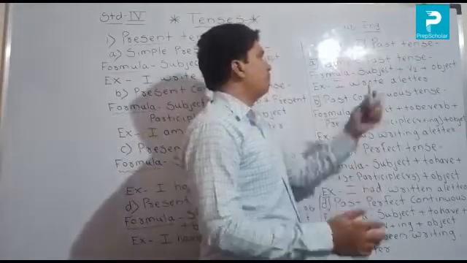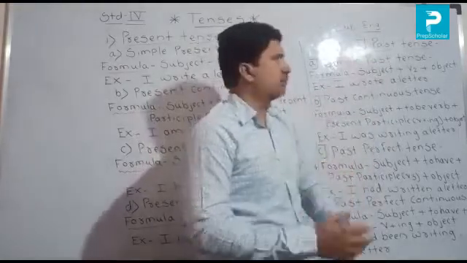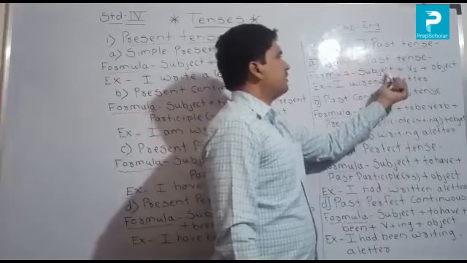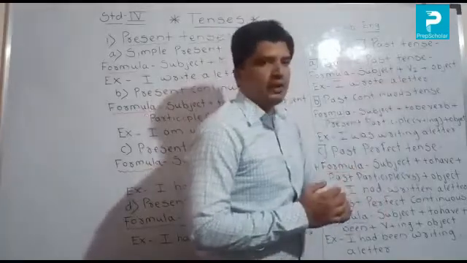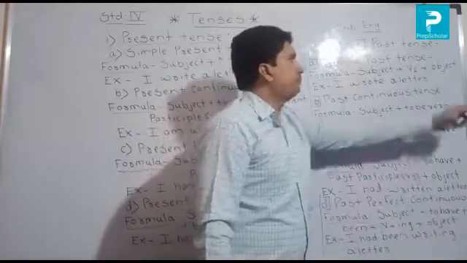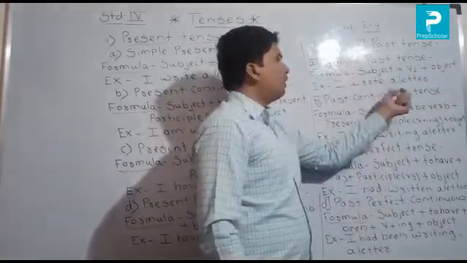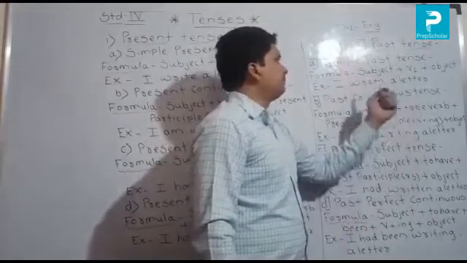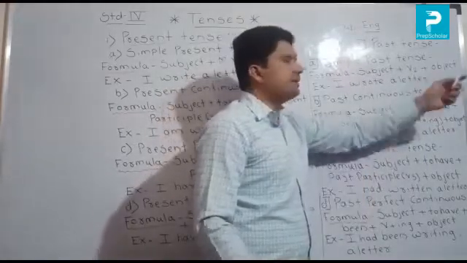So what is the formula of simple past tense? प्रत्येक काळाला फॉर्म्युला असतोच. So what is the formula of simple past tense? So formula is subject plus V2 plus object. So subject म्हणजे कर्ता, V2 म्हणजे क्रियापदाचं दुसरं रूप, ऑब्जेक्ट म्हणजे कर्म. So example here, I wrote a letter. I is a subject. Wrote is a V2, verbचा second form. A letter is an object.